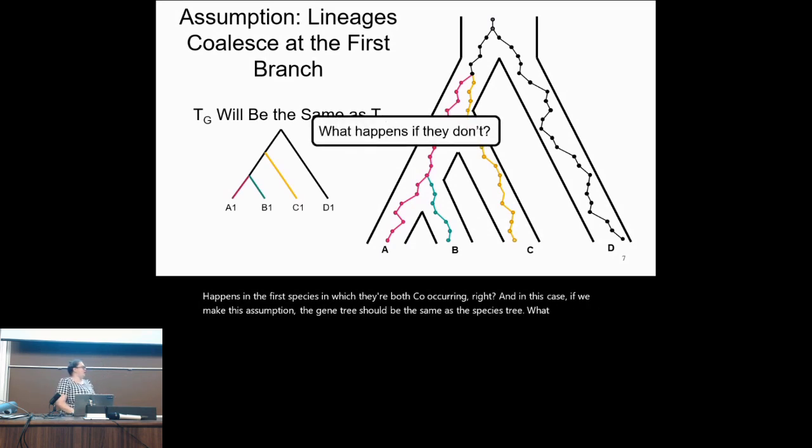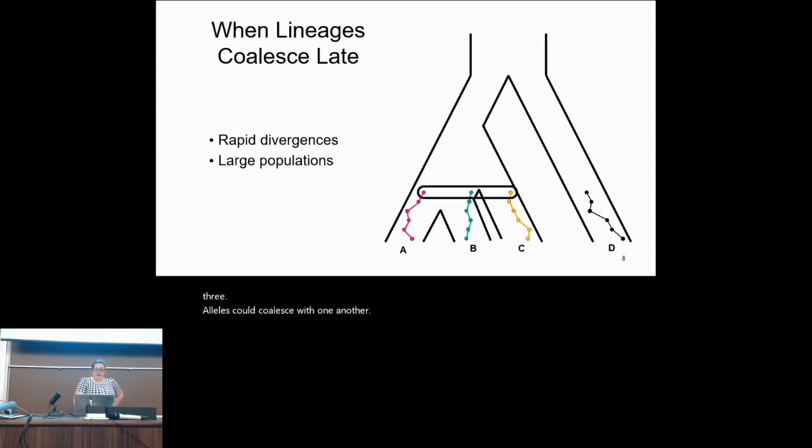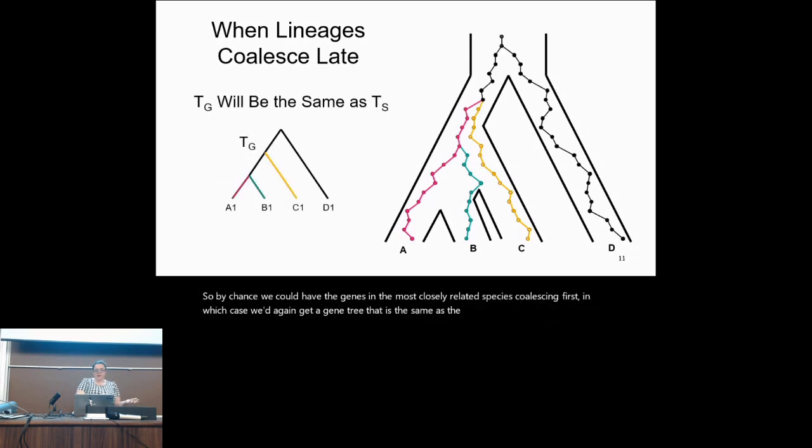What happens if they don't coalesce in that first species? In this example, we have a much more rapid divergence of species, or if you have larger populations, these alleles may not coalesce together in the gene tree. And so now we're at an ancestral species where all three alleles could coalesce with one another. By chance, we could have the genes in the most closely related species coalescing first, in which case we'd again get a gene tree that is the same as the species tree.